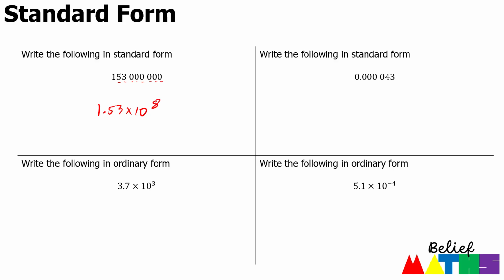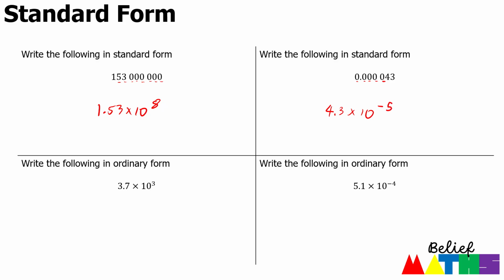With a smaller number, when you've got 0 point something, that just means you're going to have a negative power. And what I like to do is here I go 4.3 times 10 to the power of negative, and then I just count the zeros. 1, 2, 3, 4, 5. Now note that I do include the 0 to the left of the decimal point, so that's minus 5.